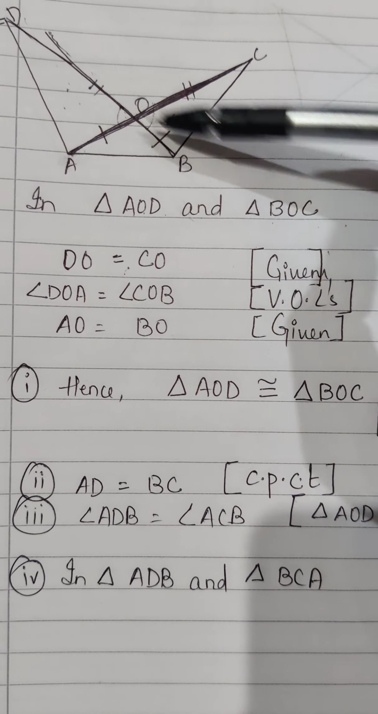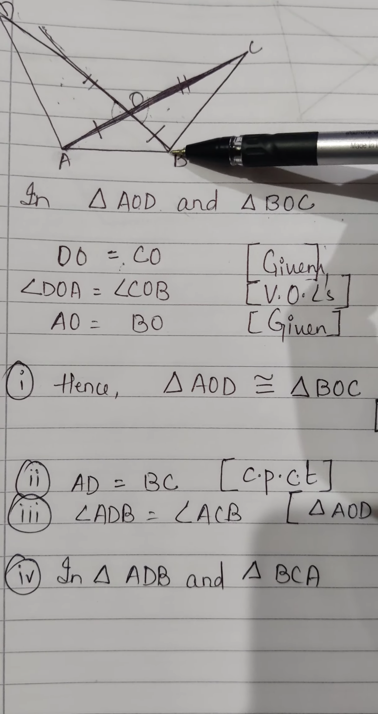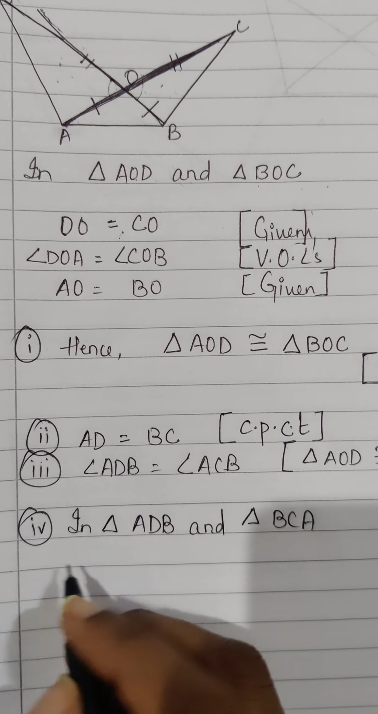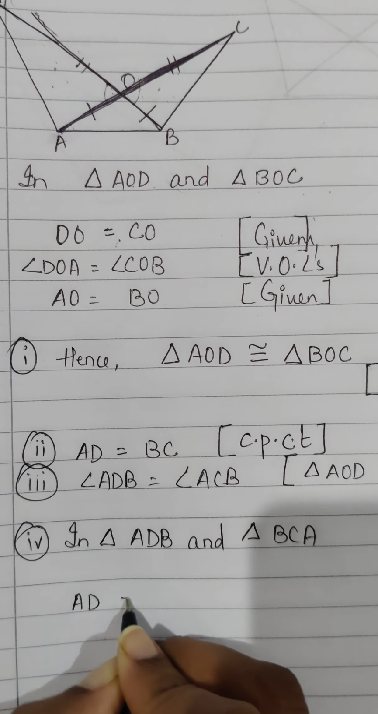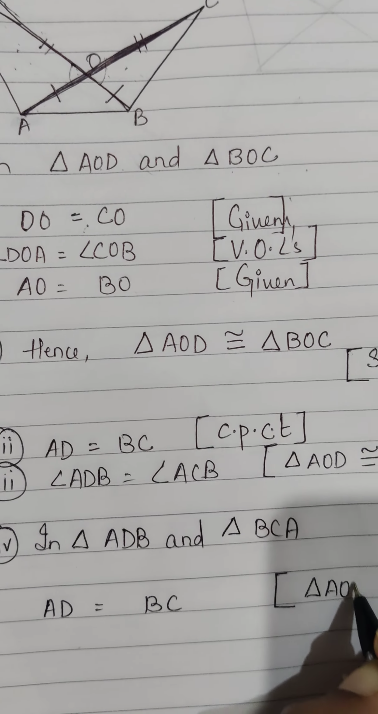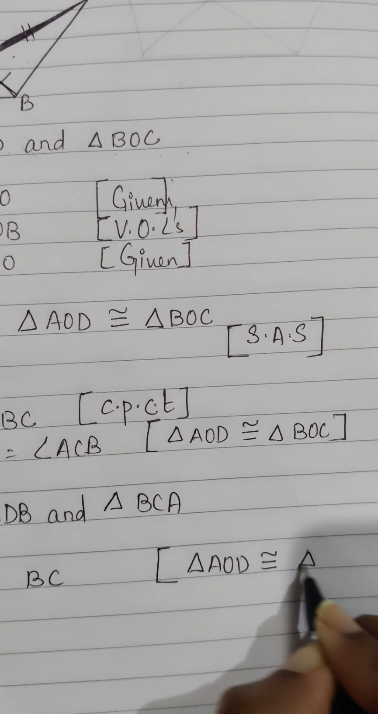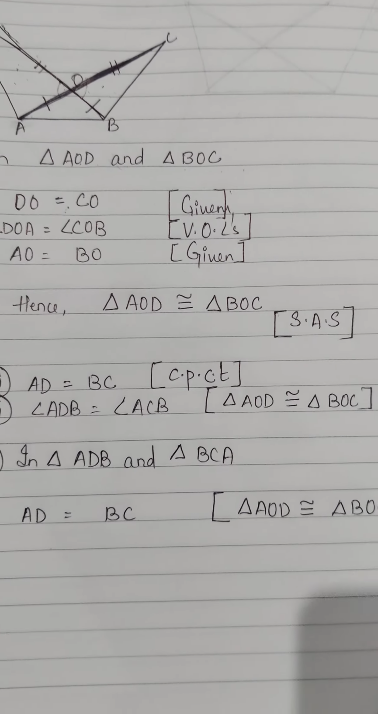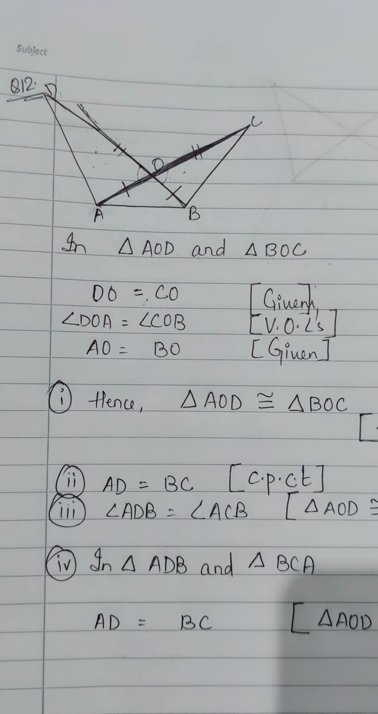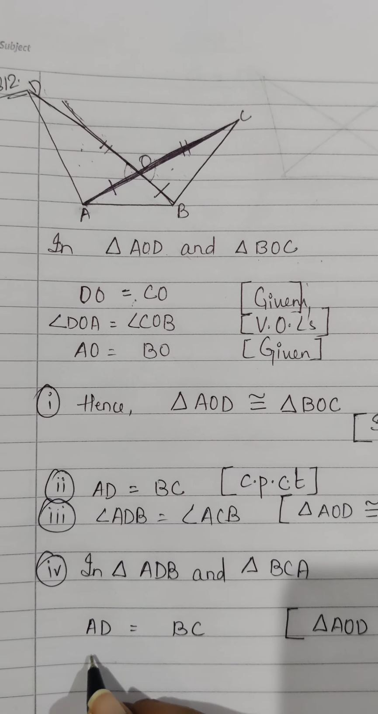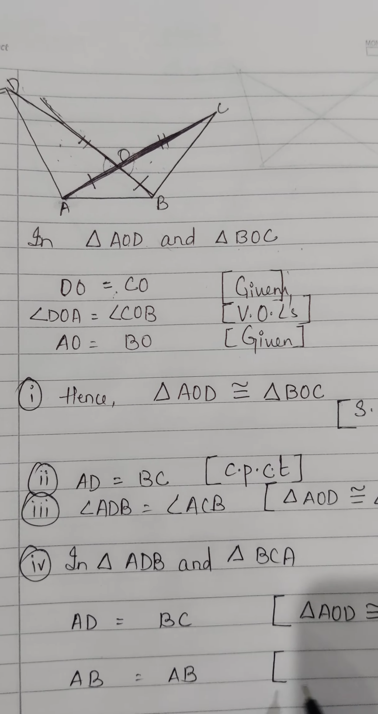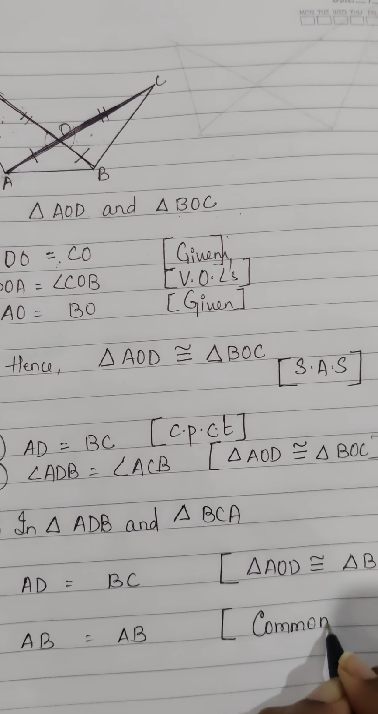So now if we are taking these two triangles, we have seen that this line BC and AD, we have already proved here that they are equal. So we'll write AD is equal to BC. The reason is, again, triangle AOD is congruent to triangle BOC. Next, if you see, line AB is common between both of them. Okay, so AB is equal to AB. Why? The reason is common.